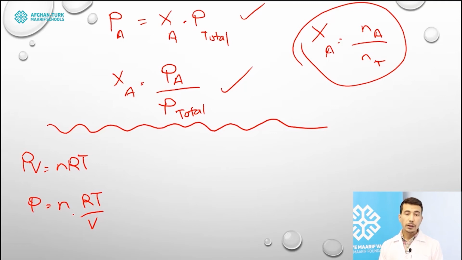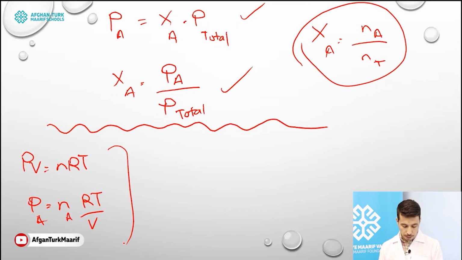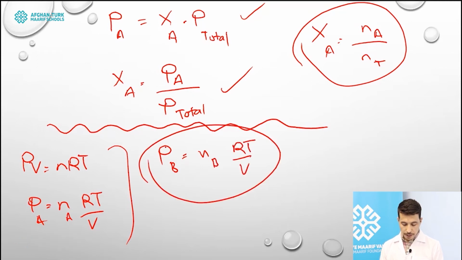If we are going to find the partial pressure of gas A, we can put A here. PA is equal to nA times RT by V. Or if we are going to find the partial pressure of another gas, for example gas B, we can say PB is equal to nB times RT by V. These two equations can be used for each separate gas to find the partial pressures. But at the end, we sum all the partial pressures to find the total pressure of the mixture of gases.